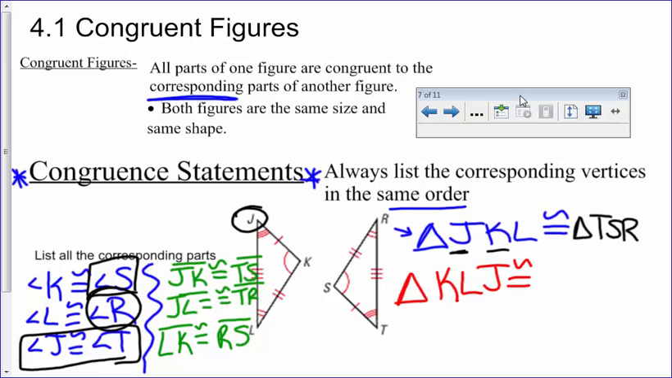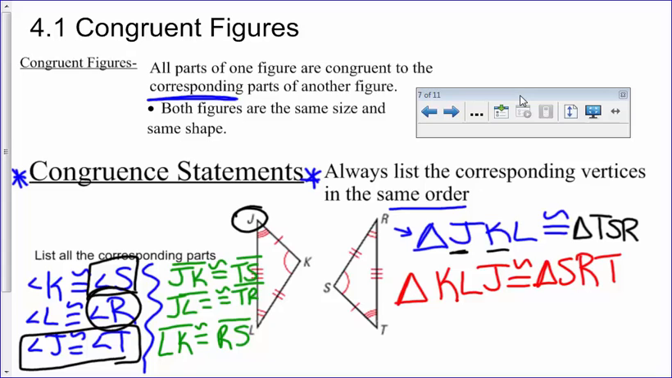Well, we can still say that's congruent. I just mixed up the order. So let's take a look at the order. If I put K first, then I have to put S first. So this will be congruent to KLJ, congruent to SR, and then J matches with T. So that's also another congruent statement you can write.